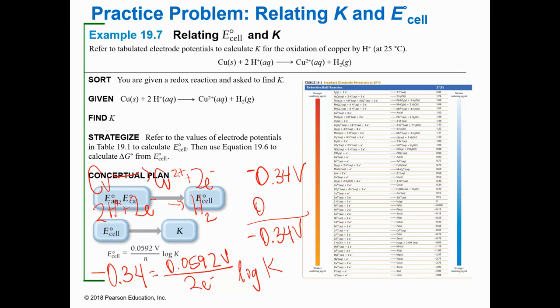Okay, I get that log K is equal to negative 11.48. Remember, the opposite of log is 10 to the. So I get that K is 3.3 times 10 to the negative 12. So this is also considered not spontaneous, and that's because we've got that less than 1 K value. It's going to proceed in the reverse direction.